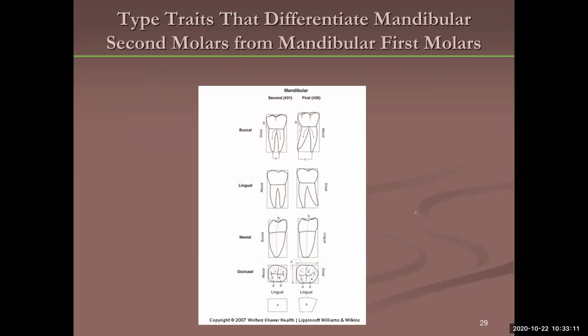Let's take a look. Where can you tell the first molar from the second molar? What's the most obvious here? Okay, for me, it's these 2 buccal grooves. Two buccal grooves. That's the first thing I would look for, because the occlusal pattern on a first molar is very different than the occlusal pattern on a second molar.